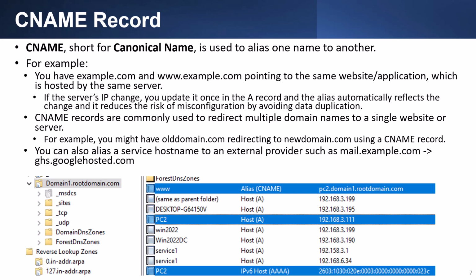In the screenshot, www is the alias that points to PC2, which is represented with an IP version 4 address and an IP version 6 address. CNAME records are commonly used to redirect multiple domain names to a single website or server. For example, you might have olddomain.com redirected to newdomain.com using a CNAME record. You can also alias a service host name to an external provider, such as mail.example.com redirected to dhs.googlehosted.com.